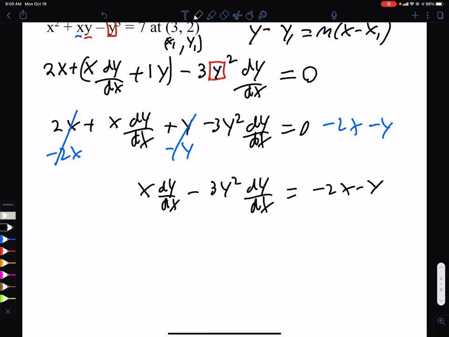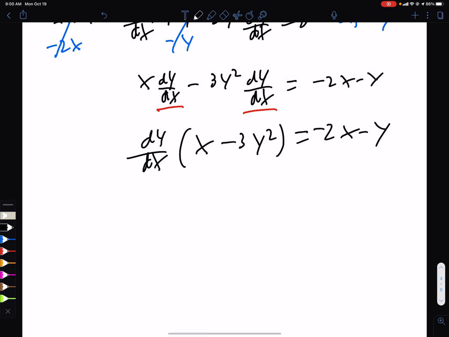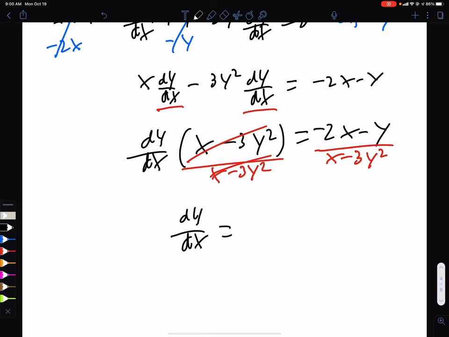Now, we want to isolate dy dx. We have two terms, and both terms have a dy dx. That's the common factor. I'm going to take that out, and I'm left with x minus 3y squared. The last step, I'm going to divide both sides by x minus 3y squared. Those will cancel, and I have now found dy dx is negative 2x minus y over x minus 3y squared.